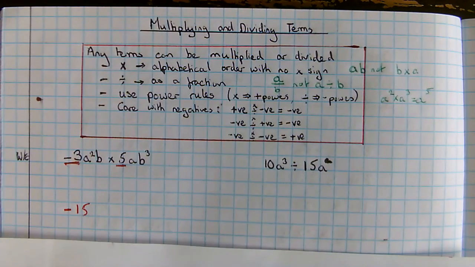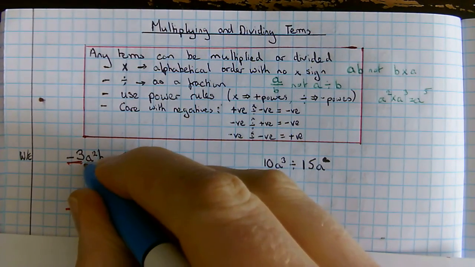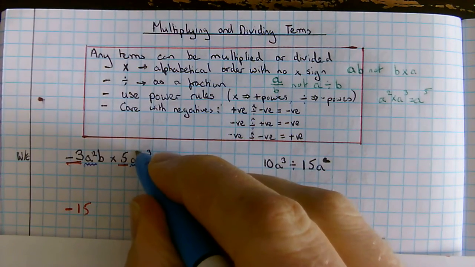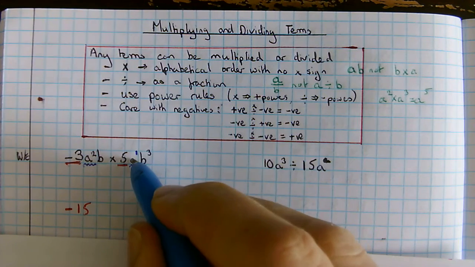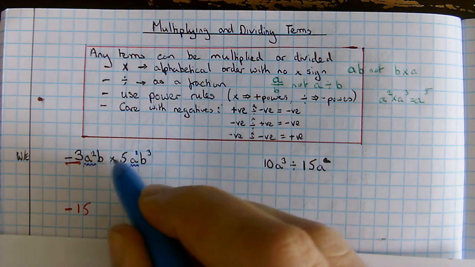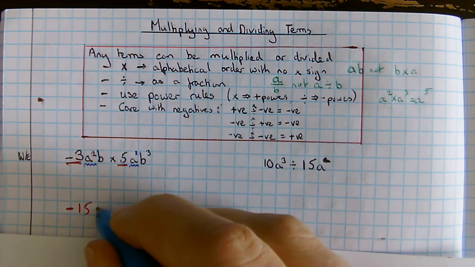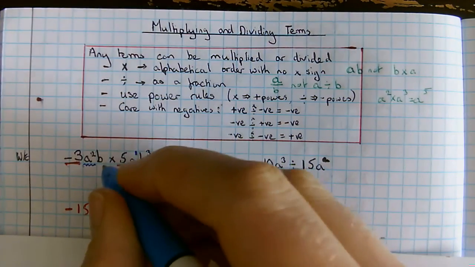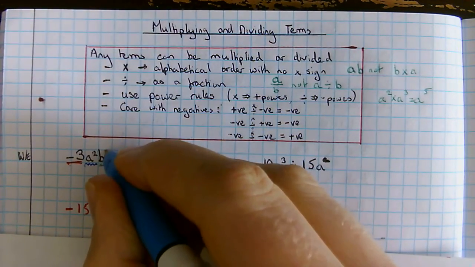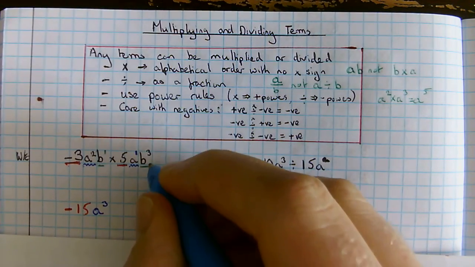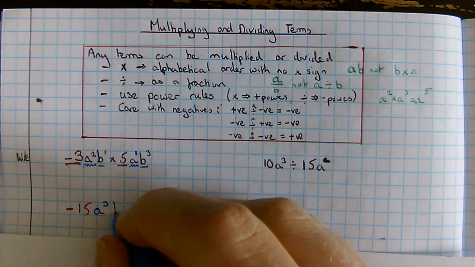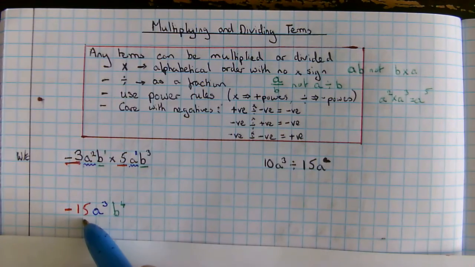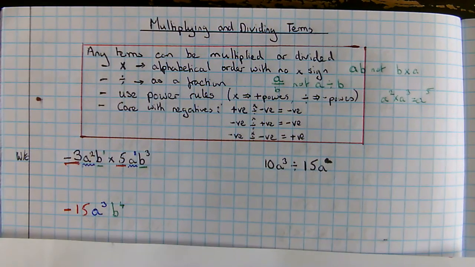I've then got my a squared times by a. Now remembering from previous unit, if there's no power at all, that's the same as a power of 1. So I've got a squared, a to the power of 1. I add the powers. 2 plus 1 gives me a to the power of 3. And then looking at my b's, I've got b to the power of 1, b to the power of 3, which gives me 1 plus 3 gives me b to the power of 4. And this is our standard way of writing it. Our number comes first, followed by letters in alphabetical order with powers.